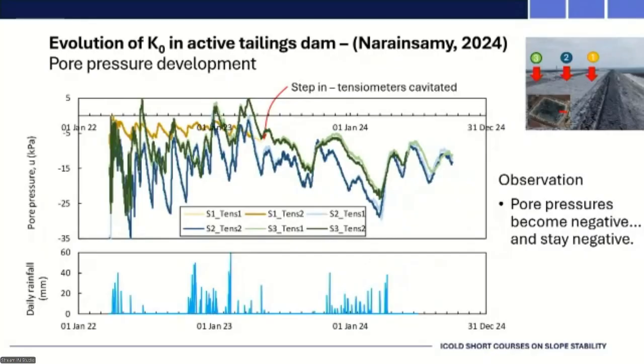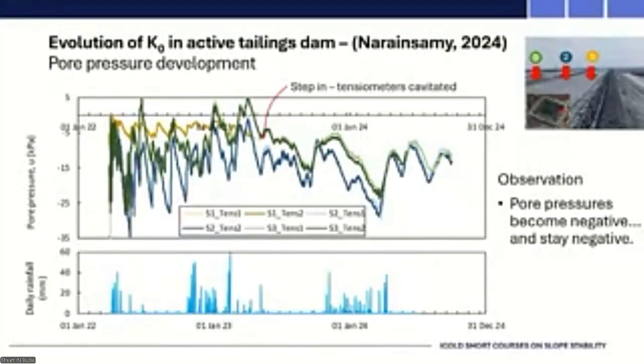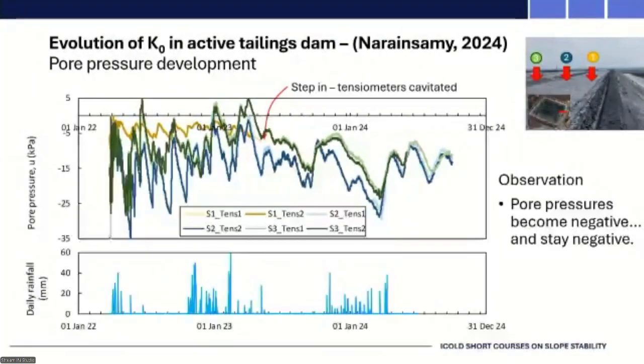Then these are the pore pressures from the tensiometers. Every one of those instrumentation positions has 2 tensiometers, and you can see the readings represented by a light and a dark colored line. You can see excellent correspondence between those 2 suction measurements, which gives us confidence in the suction measurements. There's also a rainfall record indicated at the bottom. But what you can see is very soon, we start to move into the realm of negative pore pressures, and we don't ever go to positive pore pressures again in this area.